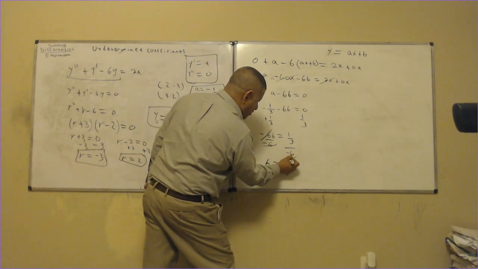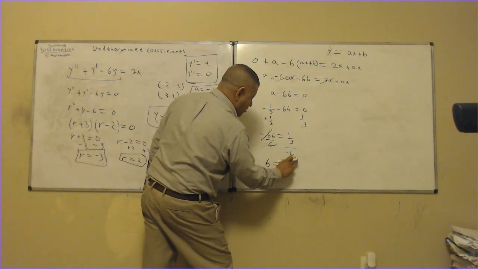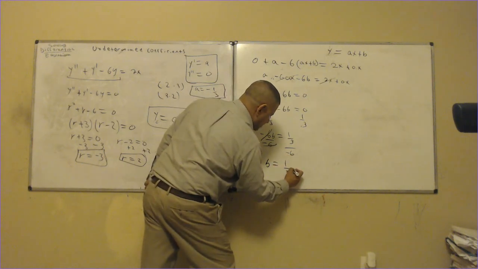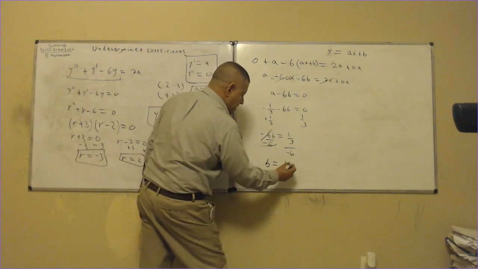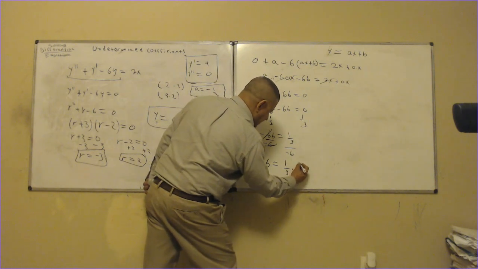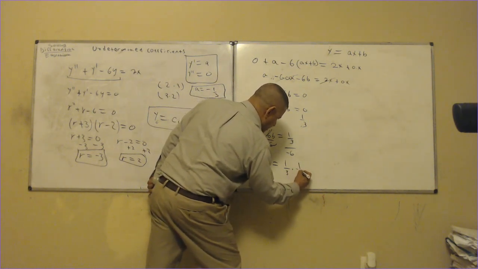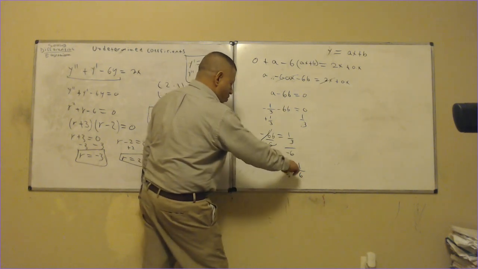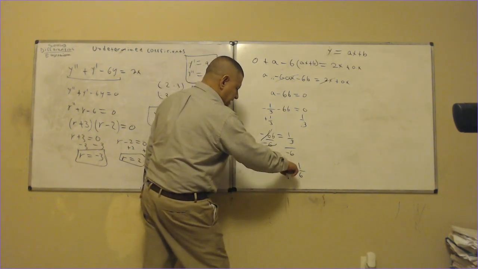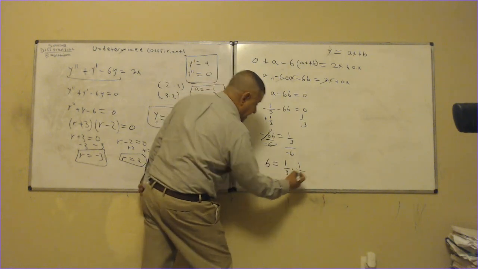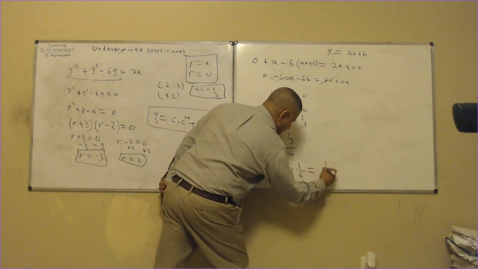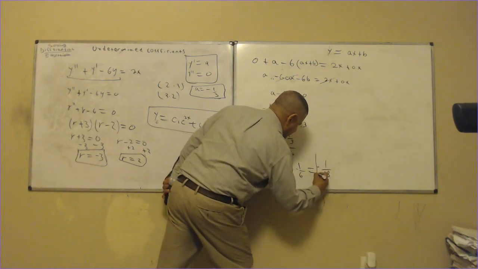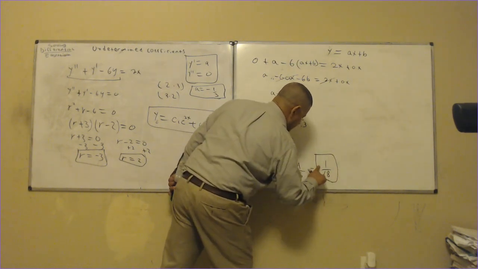And then when I divide by that, I flip it. So this 6 is over 1. When I flip that, it becomes multiplication, and that becomes 1/6, which is equal to negative 1/18. Okay, so negative 1/18.